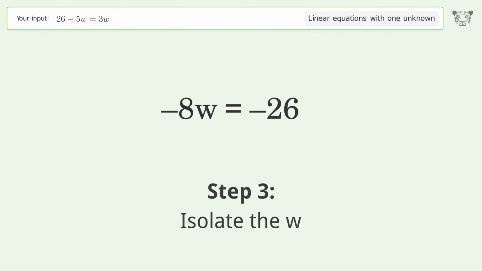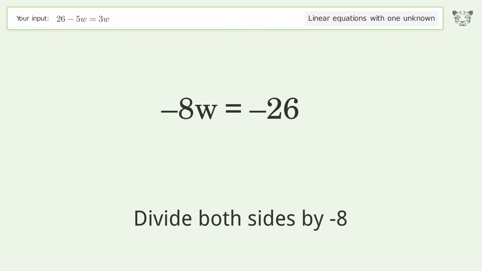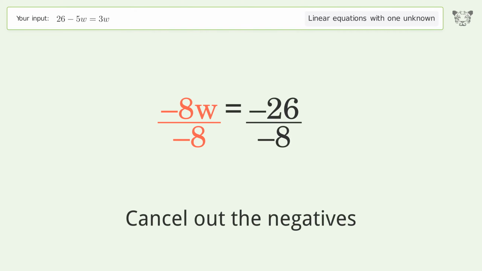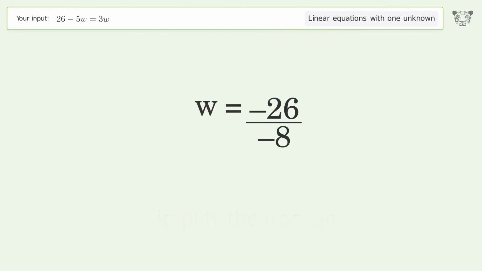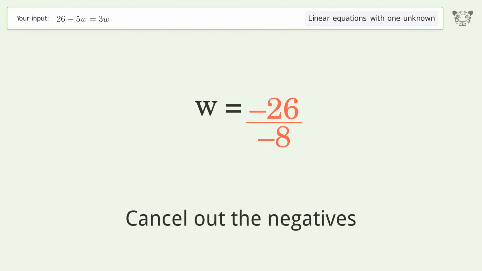Isolate the W. Divide both sides by -8. Cancel out the negatives. Simplify the fraction. Cancel out the negatives.